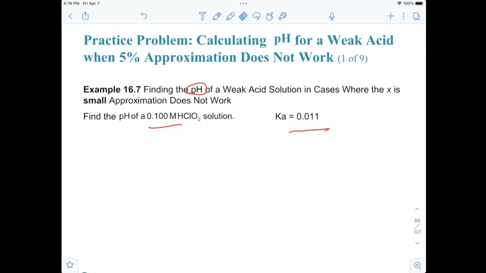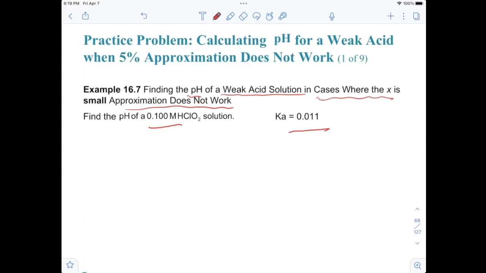Okay. So let's go ahead and find the pH, like it says right here, find the pH of a weak acid solution in cases where the X is small. Wait, no, this is wrong. Oh, where the X approximation does not work. I don't know what they're trying to say here. Where the 5% rule fails.